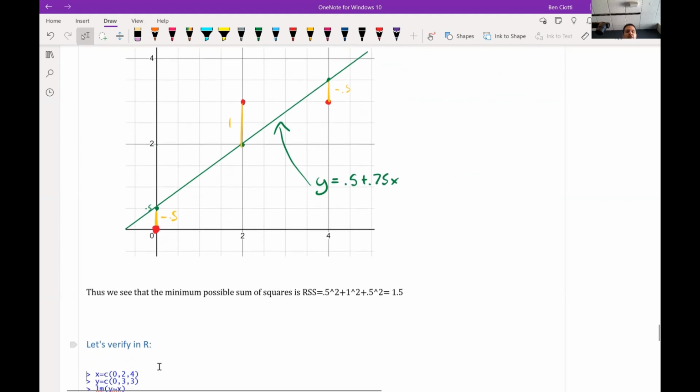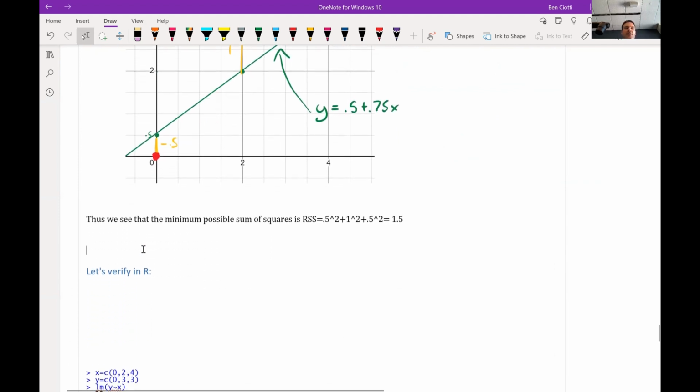Let's verify this in R, right? Because previously we were using the lm command. So let's make sure that the output of the lm command agrees with what we just did by hand. Where the heck is... Oh, there we go.